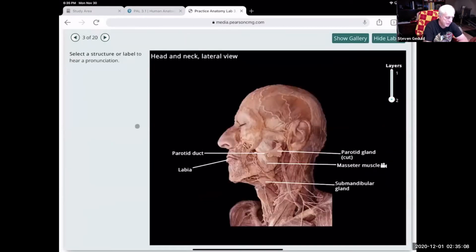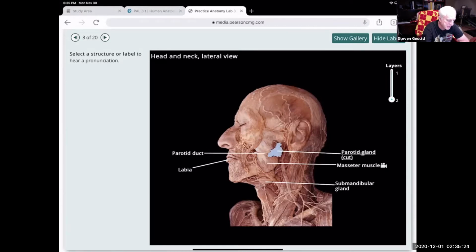Again, here's a real good sample. You can see the parotid duct, that large gland right there. You can see the labia. Labia just means your lips. So there's your labia there. There's your parotid duct, and there's your parotid gland right behind it.